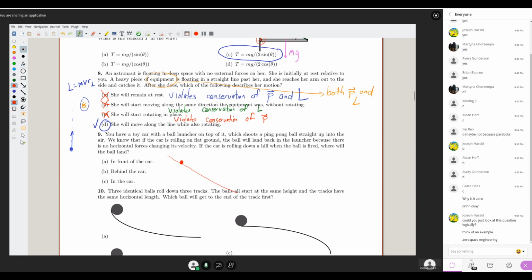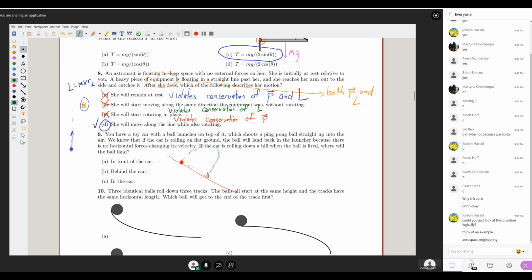I've got a car here. It's moving down the ramp, but when it shoots the ball, rather than shooting it straight up, obviously if we shoot it straight up, something different will happen, we're shooting it at this angle here. And we're trying to figure out whether it lands back in the car or not.